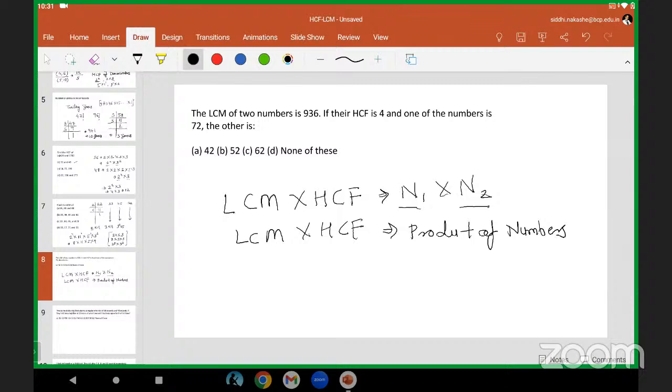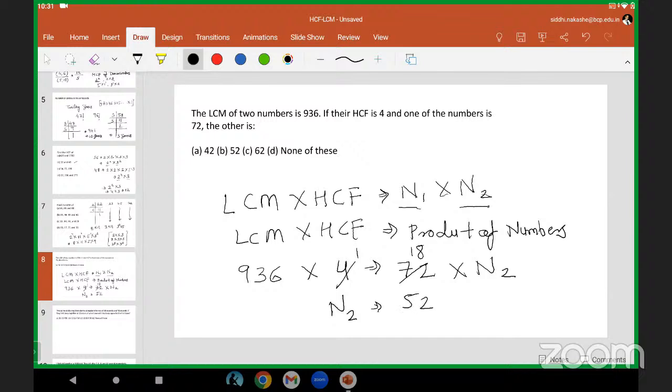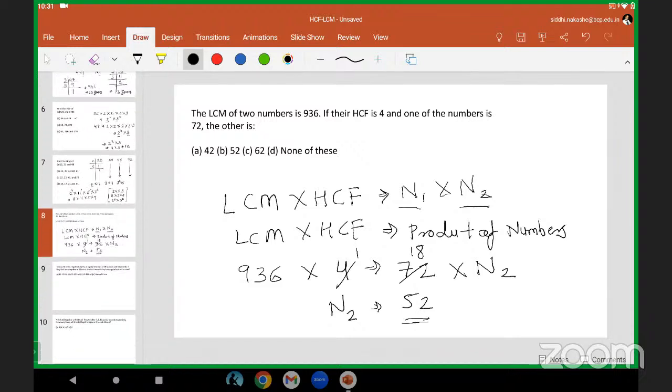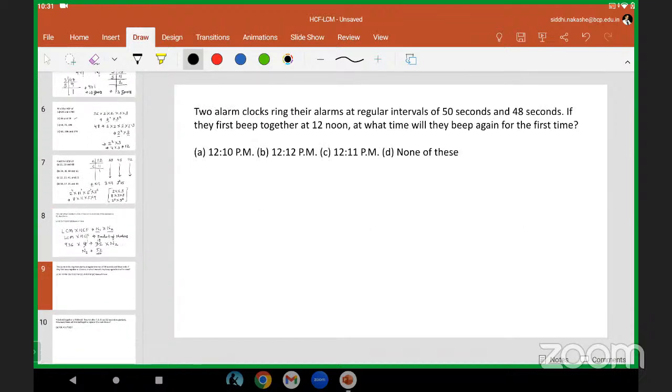So the LCM of two numbers is 936, the HCF is 4, and the product of numbers is N1 into N2. So let's consider this as N2 into this. So this and this get cancelled out, 18. So N2 is nothing but 936 into 4 by 18. 18 5 is a 90 and 2 is a 36. So this is your answer. Moving on to the next question.